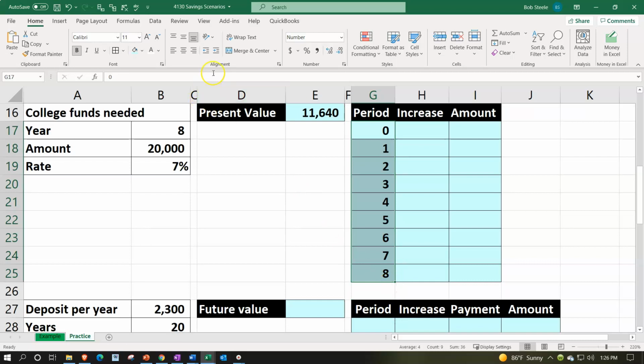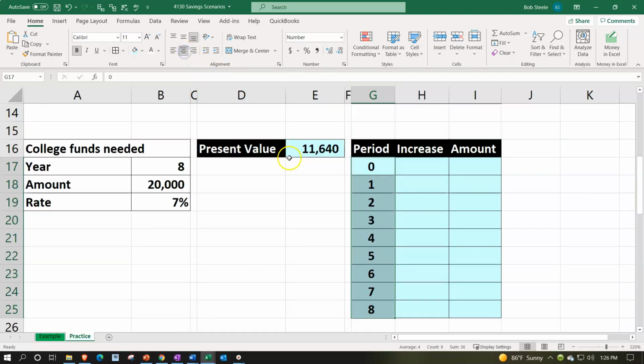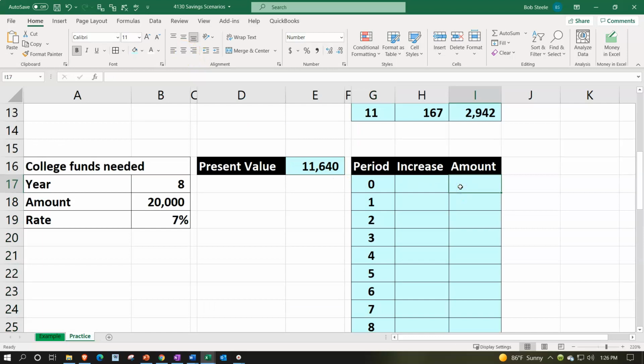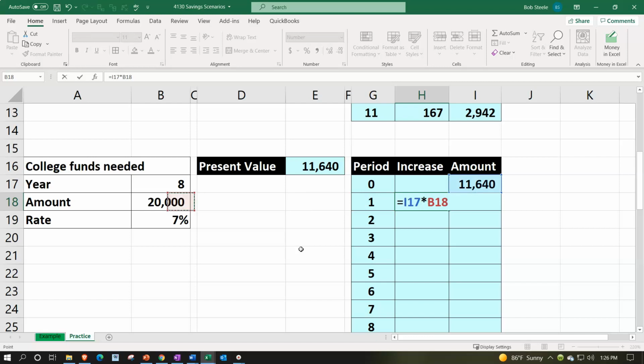Let's center that by going to the alignment group and center it. We're going to start off with the amount. This time I'm going to start off with that 11,640, build it up to see if we get indeed to the 20,000 at the end of this 8-year time period. So we're going to say this is going to be equal to the 11,640 times the 7%.